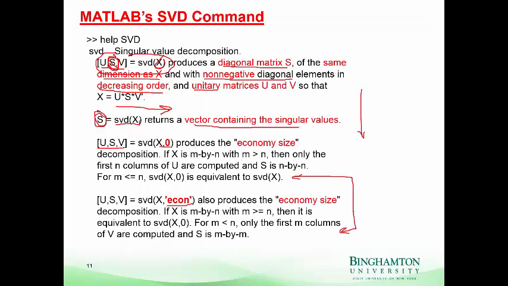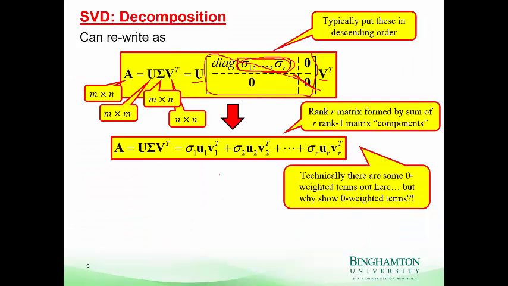Oh, you know what? I missed something. I should go back. I didn't comment about this. Like we saw with the eigenvalue decomposition, these things form rank 1 matrices. So what we're doing is adding up r rank 1 matrices to create a rank r matrix. And remember, the sigmas are all positive out to sigma r, so these terms will all contribute. But remember that we also put these in descending order.